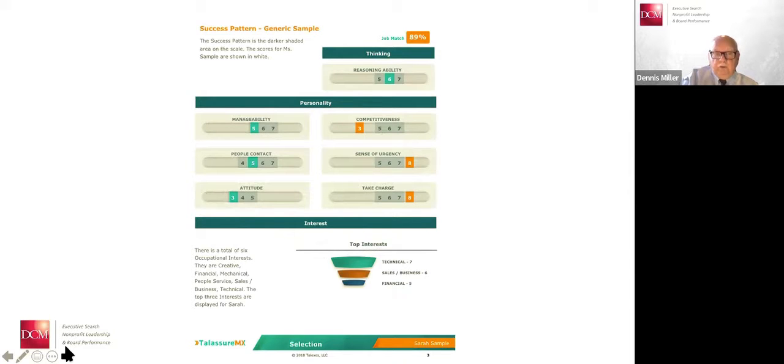It'll provide a score, okay, and the highest score doesn't win, and the lowest score doesn't lose. I want to make this point here. But here's a case where on the scale, the average is 5, 6, 7. In this sample, Sarah had a 6 on manageability. People contact a 5, attitude will get to a 3. Very low score on competitiveness. If you saw my report, my competitiveness, I'm off the chart to the right.